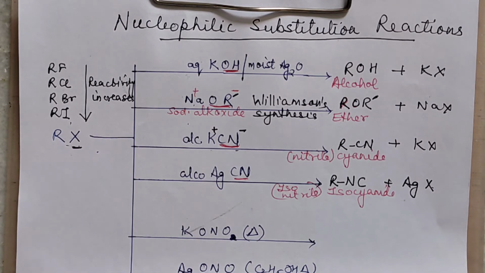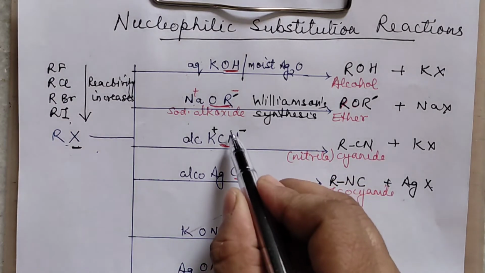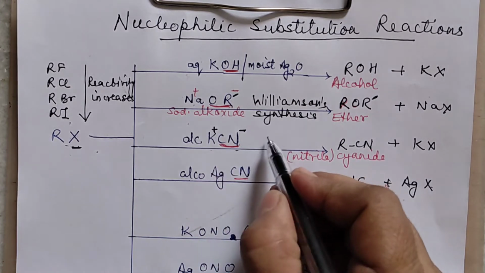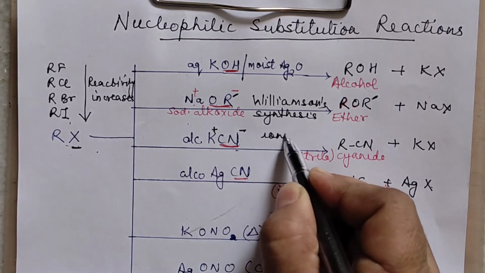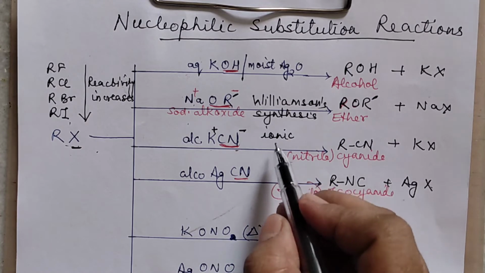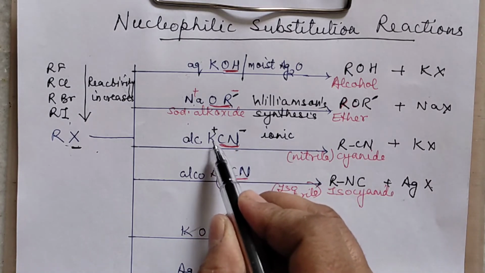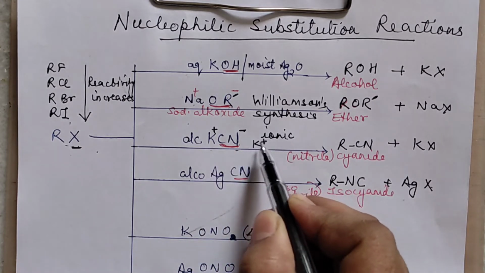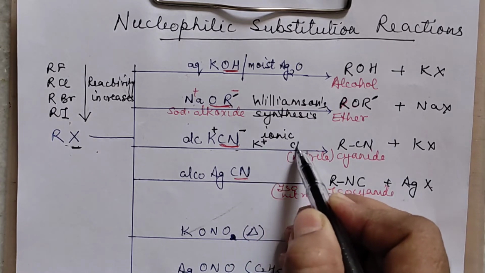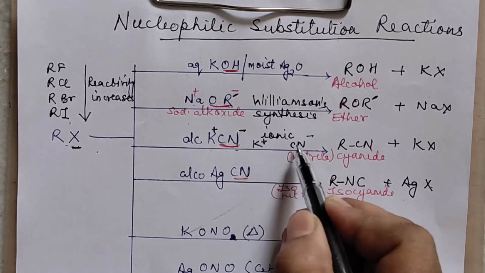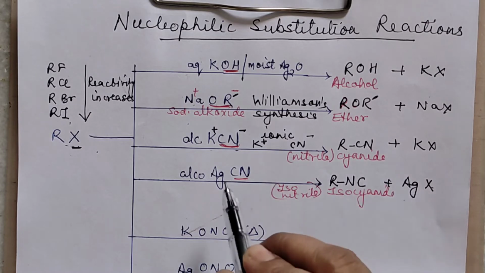What is the reason for it? You will write the answer as: this potassium cyanide is an ionic compound. When it is an ionic compound, it ionizes, and it will form K plus and CN minus. So two separate ions will be formed.